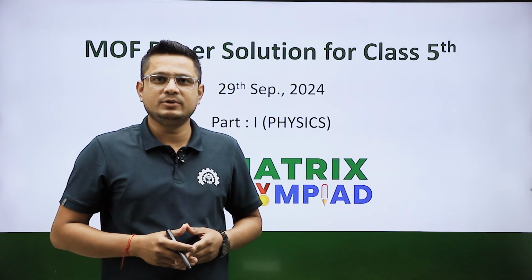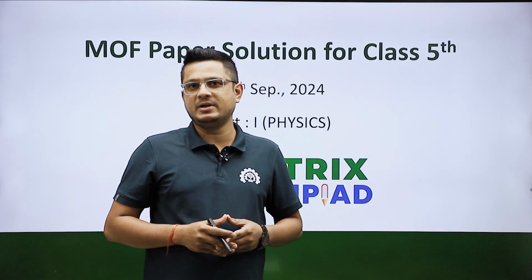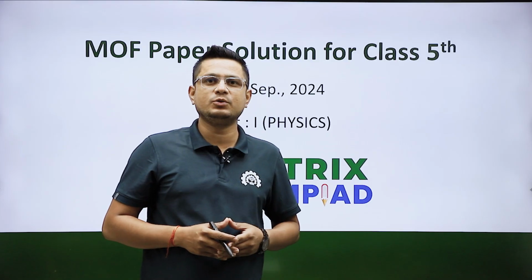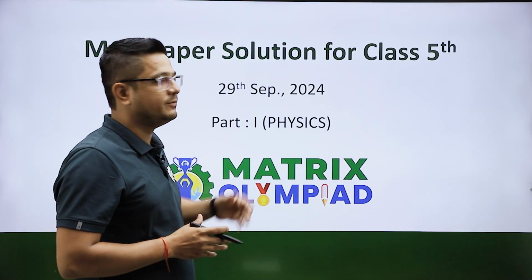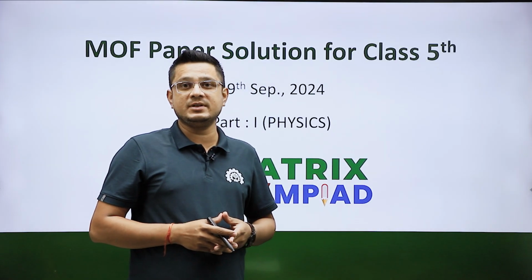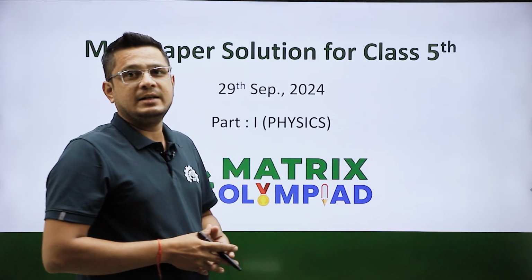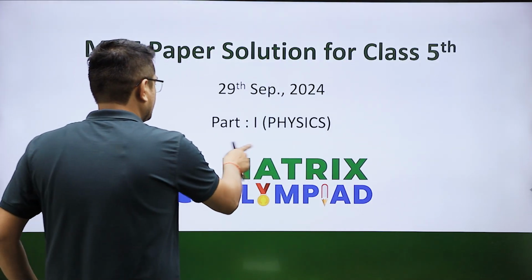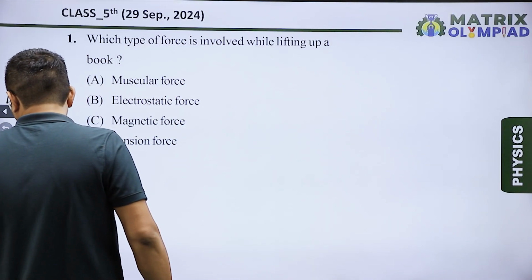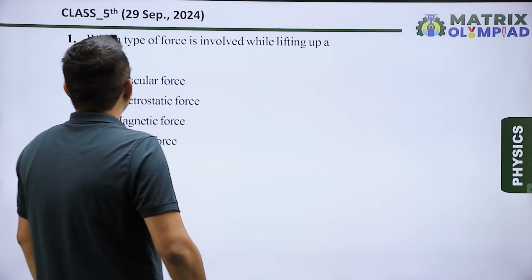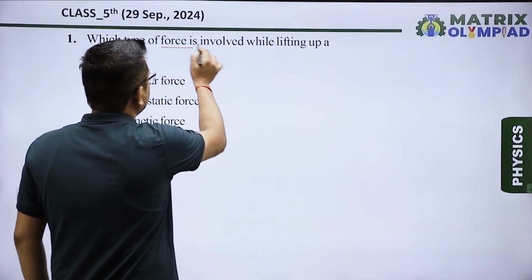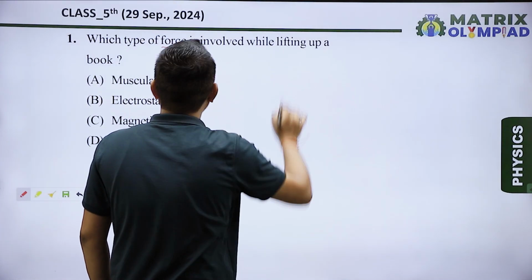Today we are here for the discussion of solutions of Matrix Olympiad paper which was held on 29th of September 2024. So we will start from subject physics and class is 5th. Let us start our discussion. First question. In first question, it is said which type of force is involved while lifting up a book.